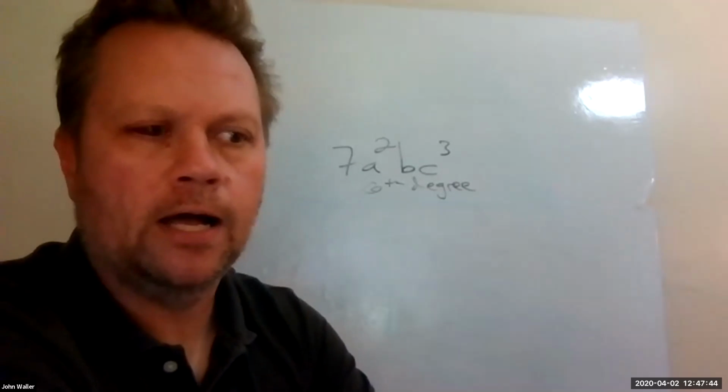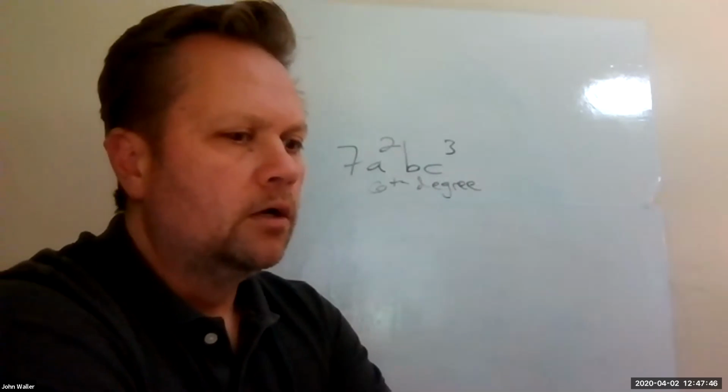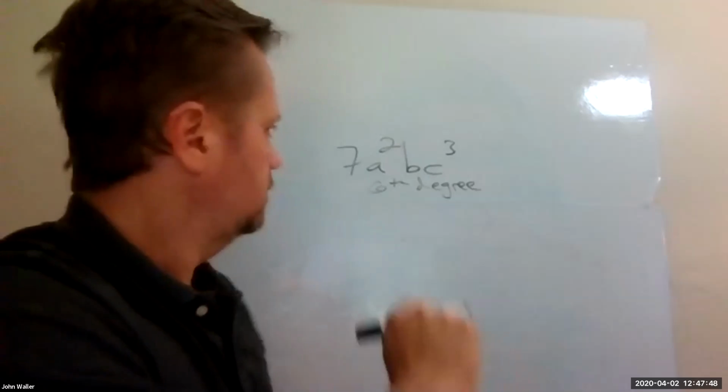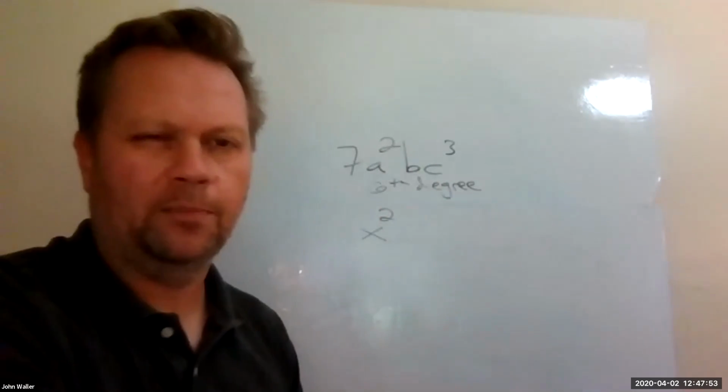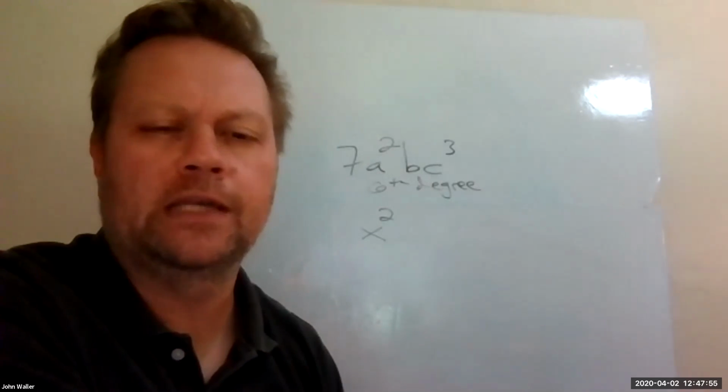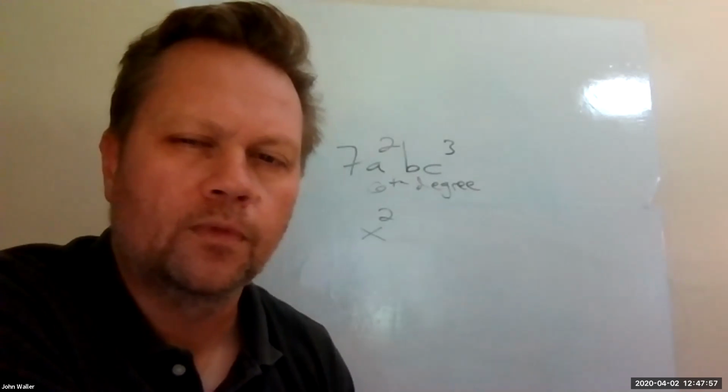Do you guys know what x squared looks like? Anybody? If you were to graph it, does anybody know what it would look like?